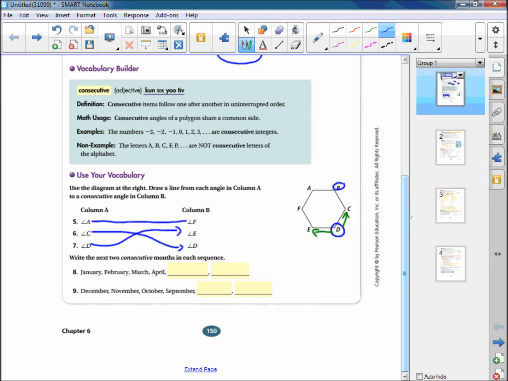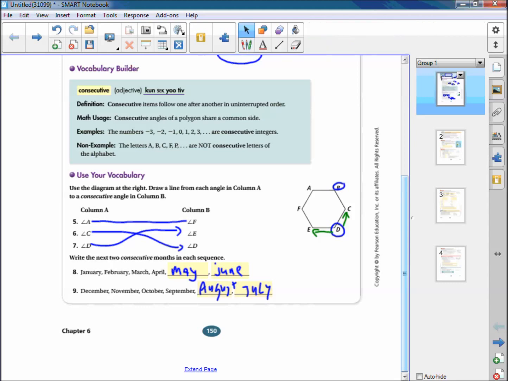Okay. Write the next two consecutive months in each sequence. So January, February, March, April. The next consecutive one would be May, and then after May comes June. And then December, November, October, September. So we're going in reverse. So before September would come August, and then July. So July, August, September, October, November, December. So consecutive just means they go in order without skipping. And all right, let's flip it over and check page 2.